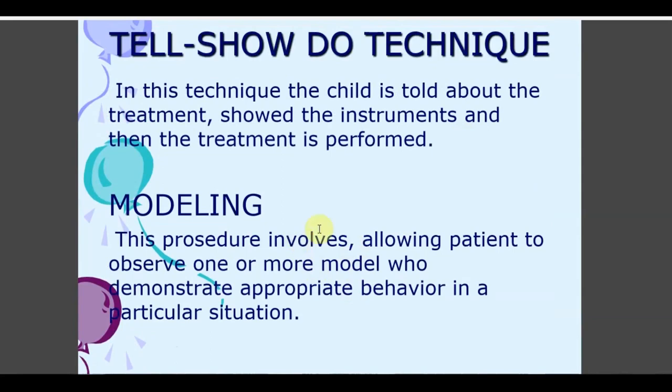Modeling involves allowing the patient to observe one or more models who demonstrate appropriate behavior in the same fashion. So if the patient is very apprehensive, we can ask the patient to observe another patient. It can be his sibling or any other patient of the same or greater age who behaves in an appropriate manner under this treatment. Usually a child has the capability to imitate everyone, like they imitate parents and siblings. So they also try to imitate to become a well-composed patient inside the dental clinic. We can use that imitation strategy under modeling.